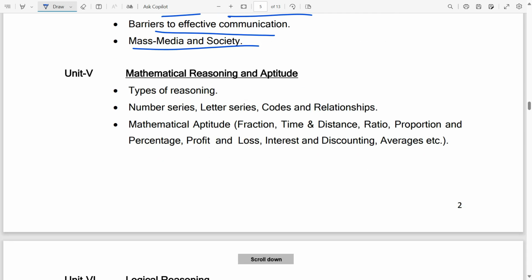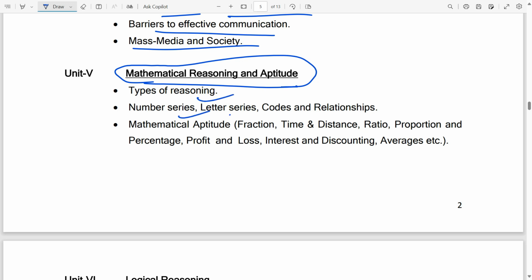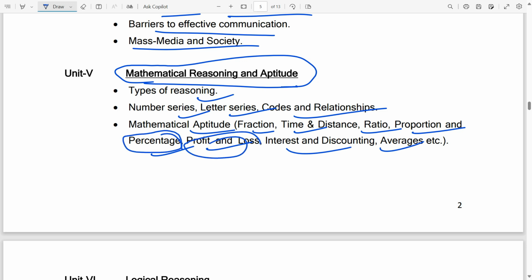Now Unit 5, mathematical reasoning and aptitude. These are the basic things which, if you are preparing for any other government exams like SSC, UPSC, everywhere you will see these questions: types of reasoning, number series, letter series, codes and relationships, mathematical aptitude like fraction, time, distance, ratio, proportion, percentage, profit, loss, interest, discounting. If you see the previous years, percentage and profit and loss, these two topics they repeatedly ask. Maximum questions are there in mathematical reasoning and aptitude.